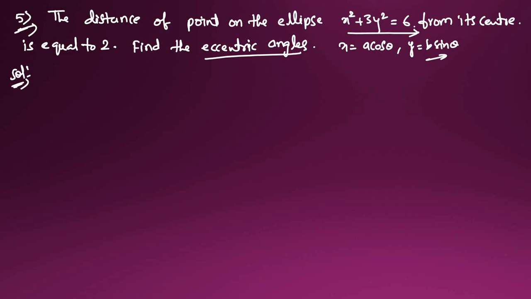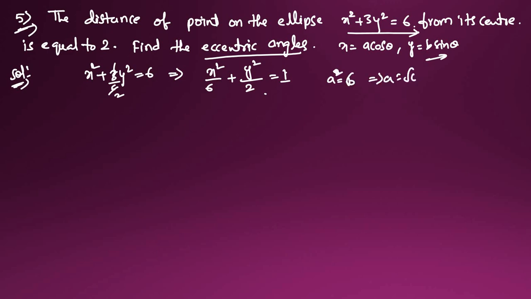Now the solution. Actually, the equation given is x square plus 3y square is equal to 6. From this we will find the standard form: x square by 6 plus y square by 3 is equal to 1, since 3 divided by 3 is 1 and 3 divided by 3 is 1 here. So here a square is equal to 6, and from this a is equal to root 6, and b square is equal to 2, and b is equal to root 2. A and b values will come like this.